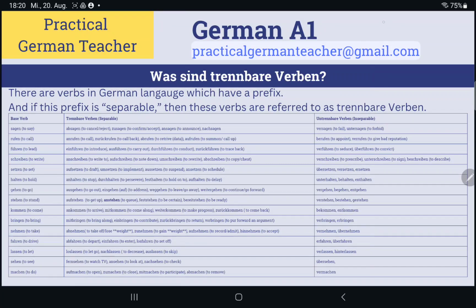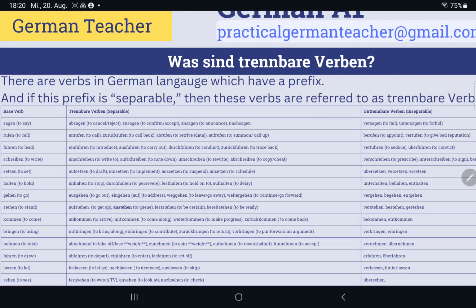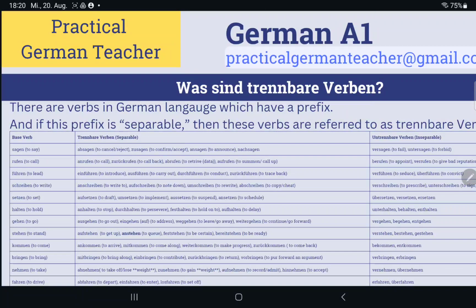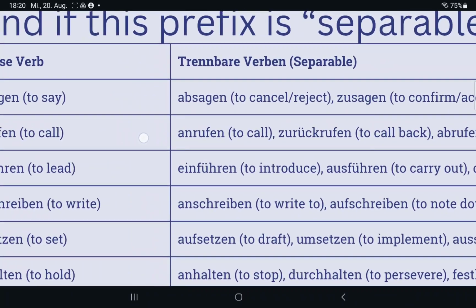Okay. Now, what does this table contain? This table contains three columns. In the first column, you have verbs. Let's just zoom in. One second.